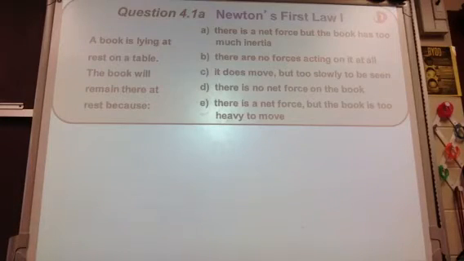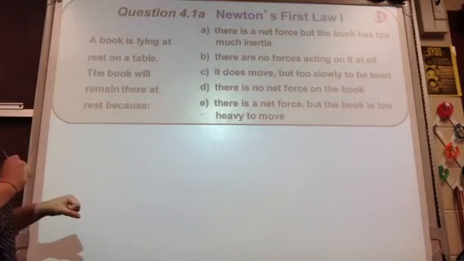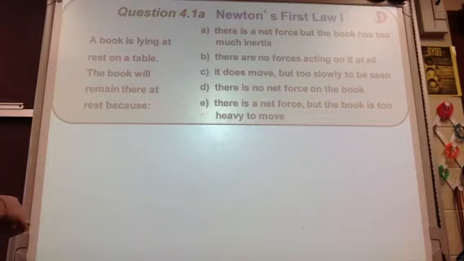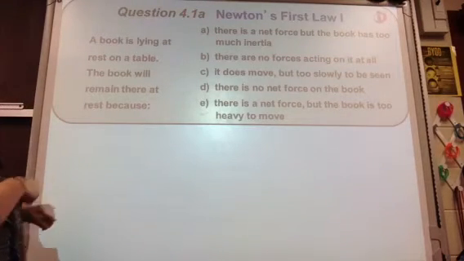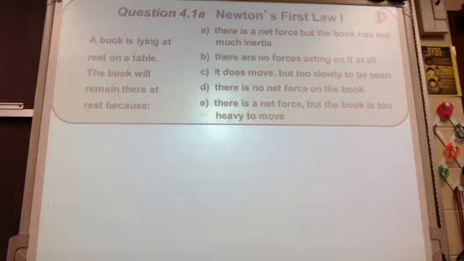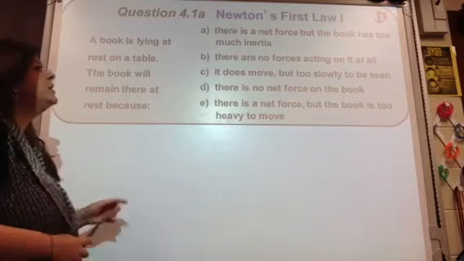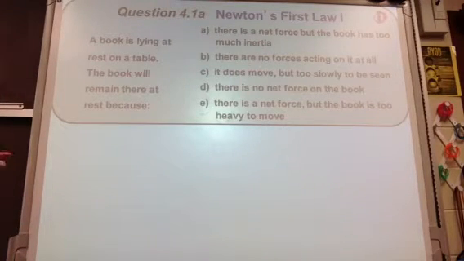Okay, so let's say that we have a book lying at rest on a table. The book will remain there at rest because A, there is a net force, but the book has too much inertia. B, there are no forces acting on the book at all. C, it does move, but it's just too slow that we can see it. D, there is no net force on the book. Or E, there is a net force, but the book is too heavy to move.